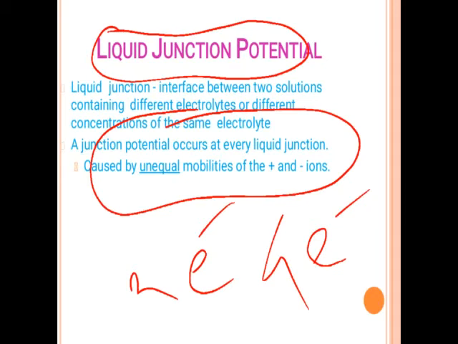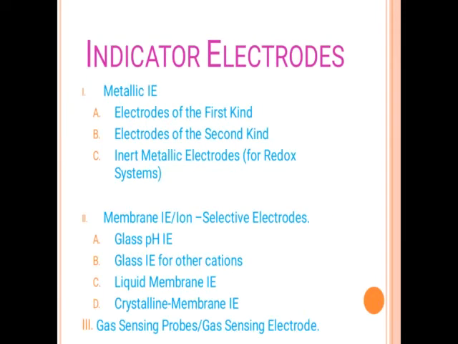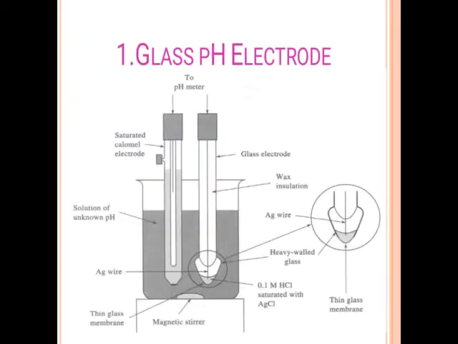Two different electrolytes, or the same electrolyte with different concentrations, undergo this type of liquid junction potential. Now the next part: the indicator electrodes. Indicator electrodes are the electrodes which are actually responsible for indicating the potential difference present due to the electrolyte, the analyte or the unknown sample. They are classified into different types. It may be metallic, it may be a membrane or ion selective electrode, or it may be gas sensing electrodes.